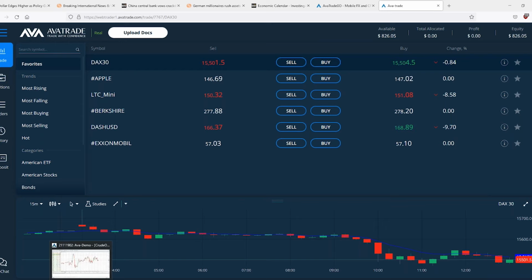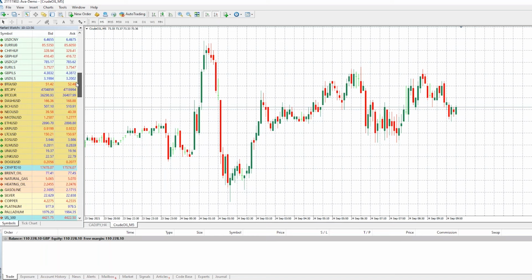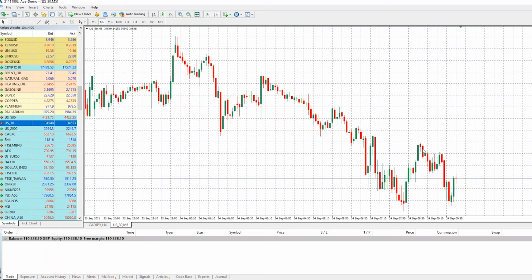Now, I'll go ahead and jump on the MT4 platform here, and we'll take a look first at the Dow Jones since that was requested. The Dow Jones is listed as the US 30 on our platform. And so here's the US 30.